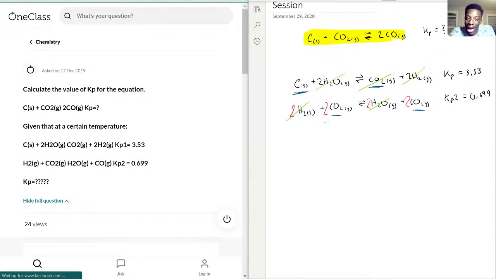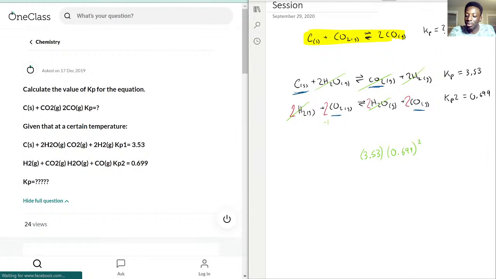Remember, when you add an equation, you multiply it. So what we've really done here is that we've squared it because we added the second one of it, so then we multiply it by itself. So now that Kp is going to be 0.699 squared. And don't forget the first equation we use is going to be multiplied by the 3.53.